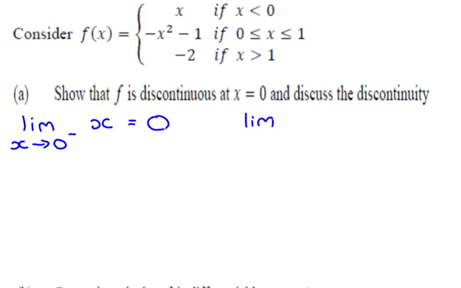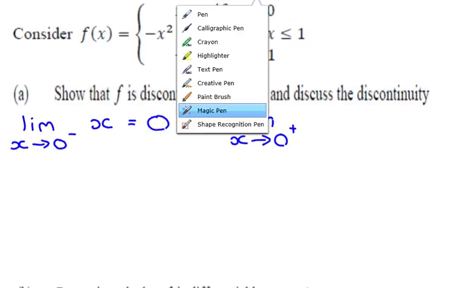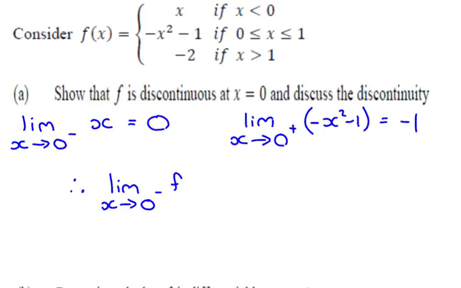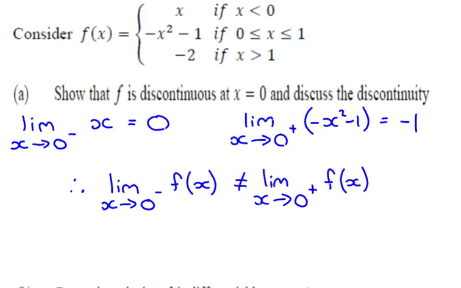Now let's look at the limit as x tends towards 0 from the right. Now if you have a look, when x is greater than or equal to 0, have a look at the function we have. That is our function. So again, we can sub our x to be 0 into the function negative x squared minus 1, and we get negative 1. So you see that we get two different limits. So we know that therefore the limit as x tends towards 0 from the left of our function is not equal to the limit as x tends towards 0 from the right of our function. Therefore, we have a jump discontinuity.